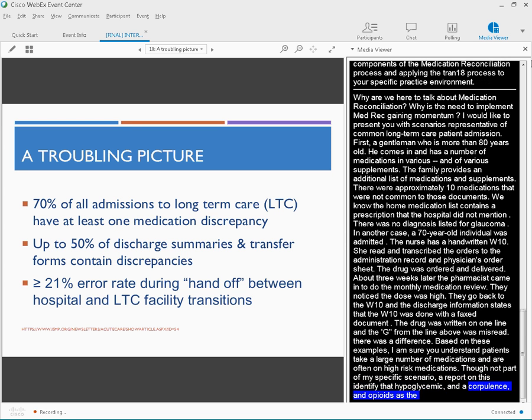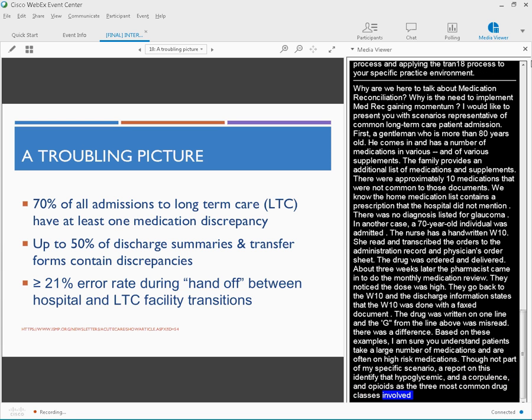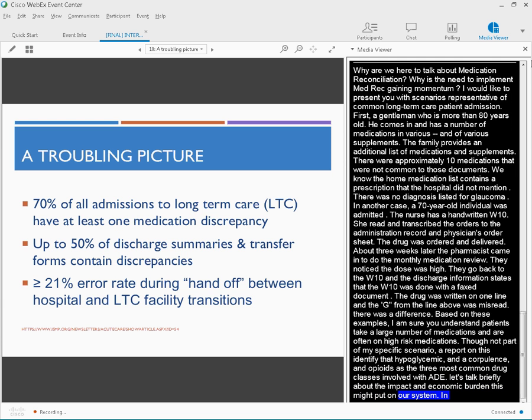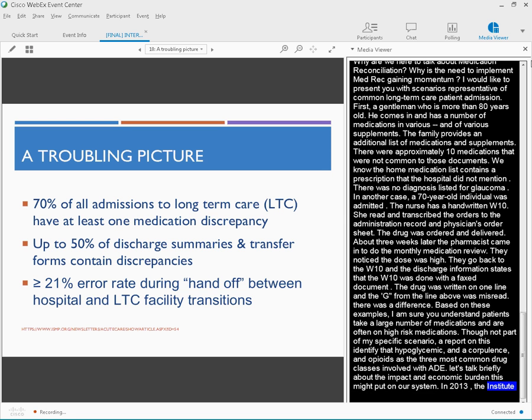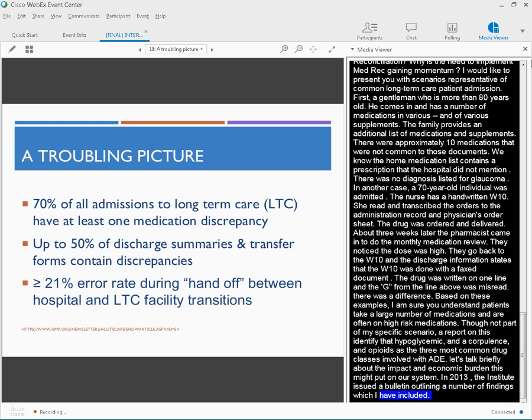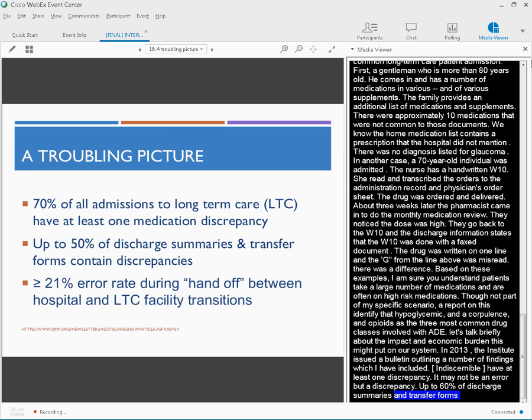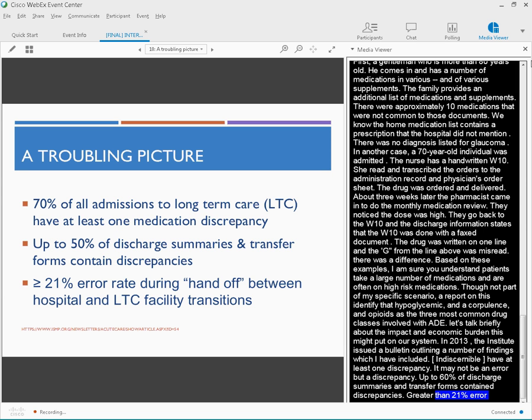So understanding the scenarios and the challenges that we have in terms of transitions of care, let's talk briefly about the impact of adverse drug events and the error and the economic burden that this puts on our system. In 2013, and this is what the information on this particular slide comes from, the Institute for Safe Medication Practices issued a bulletin that outlined a number of findings, and I have included this. 70% of all admissions to long-term care have at least one medication discrepancy. Now, that may not be an error, but it's a discrepancy between the various pieces of paperwork that the care facility receives. Up to 6% of discharge summaries and transfer forms contain discrepancies as well. And greater than 21% error rate occurred during the handoff between the hospital and the long-term care facility.